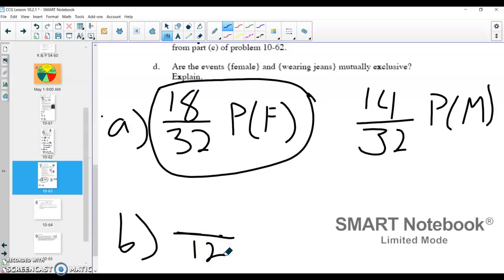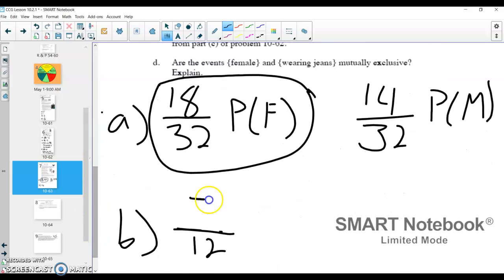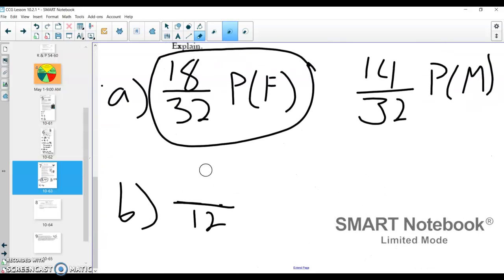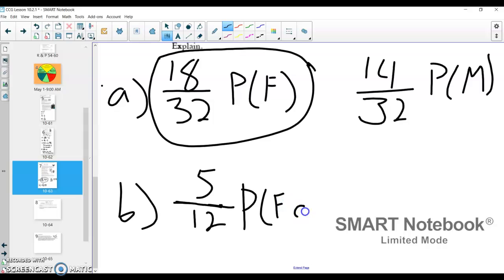We know that 12 students are wearing jeans. 7 of those students, actually I'm going to keep it in order here, so we do female first. 5 of those 12 students are female. So I should write it as the probability of female given jeans. And that's supposed to be a J for jeans. Sorry, my J's look bad. So that conditional probability is the probability of female given jeans.